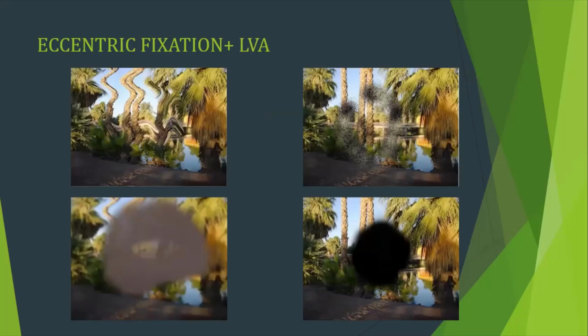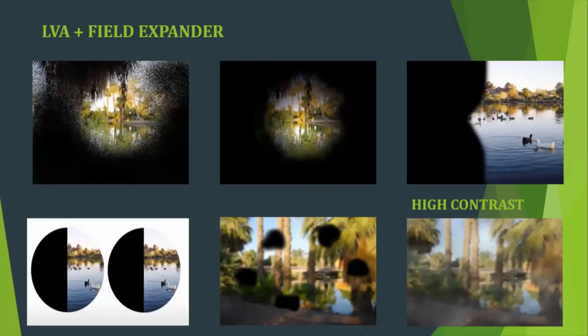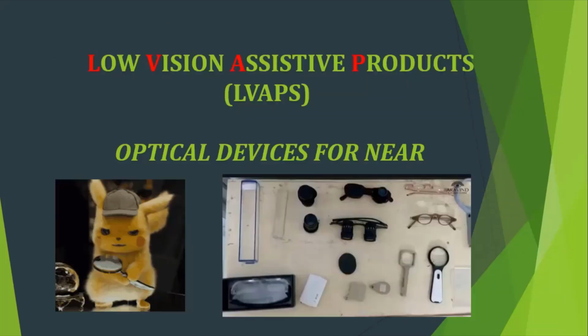So you can see in this image, the patient can have metamorphopsia or ARMD with a central scotoma. All these patients, along with LVA, you have to go for an eccentric fixation. If the patient has a constriction of field, you can use a field expander to expand the field along with LVA. And in media opacity, you can improve the contrast of the patient.